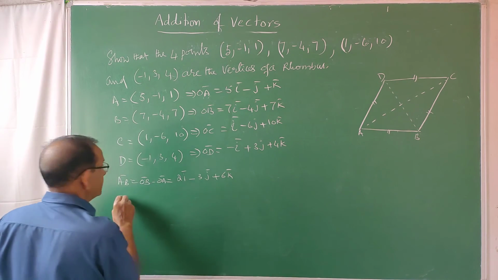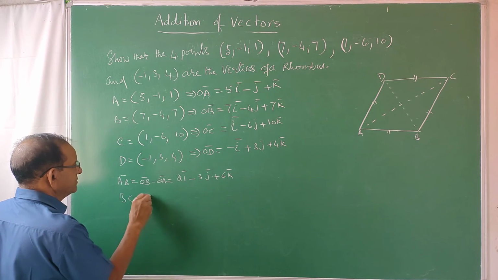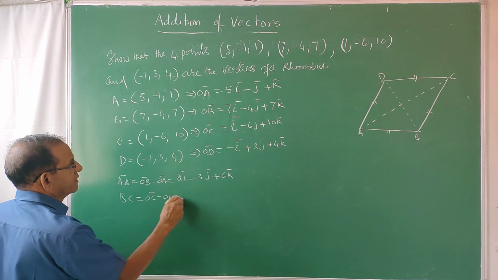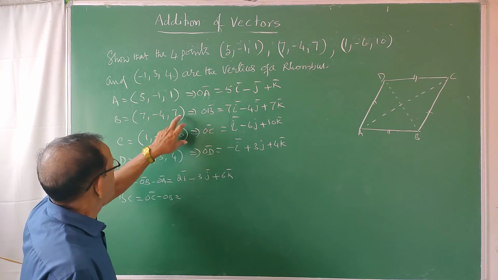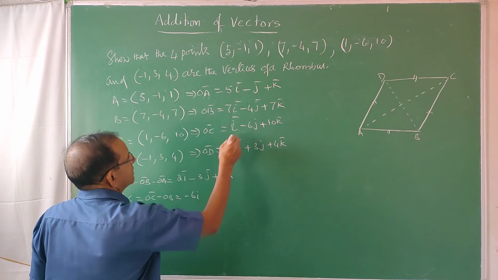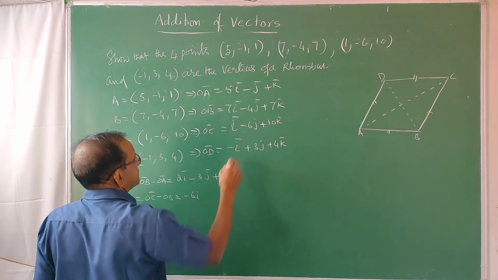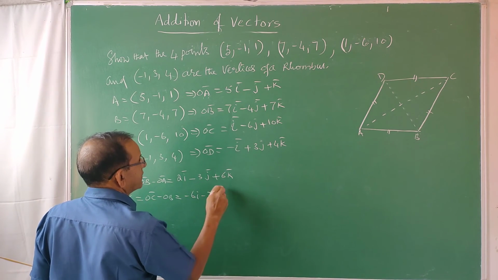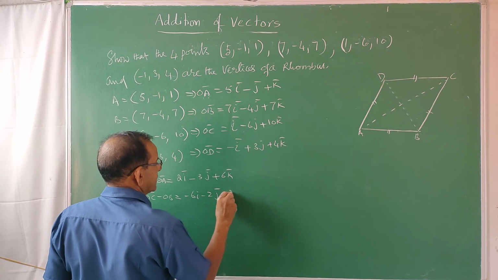And BC bar next. BC bar is OC minus OB, third minus second. i minus 7i, that is minus 6i. Minus 6 plus 4, that is minus 2j. 10 minus 7, 3, so 3k bar.